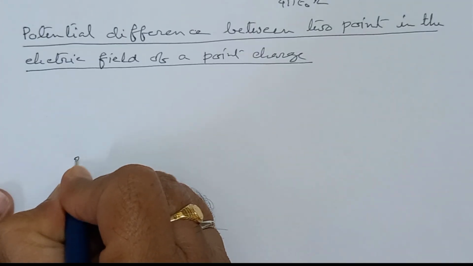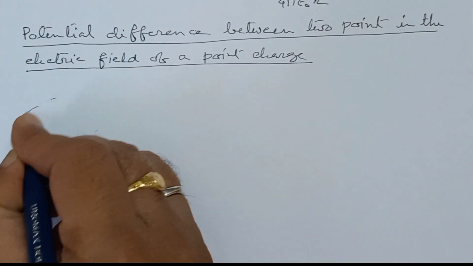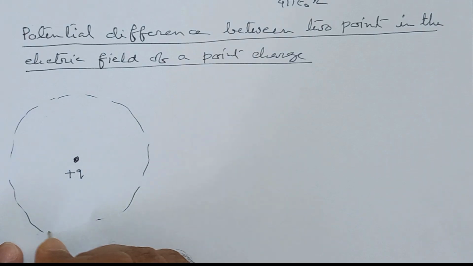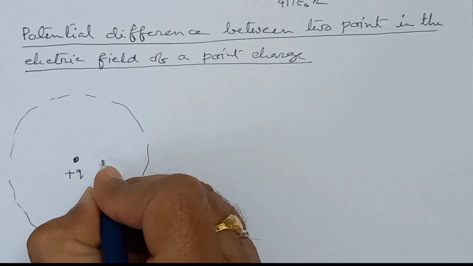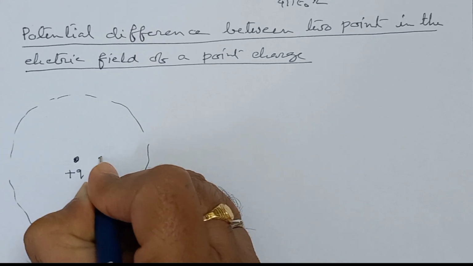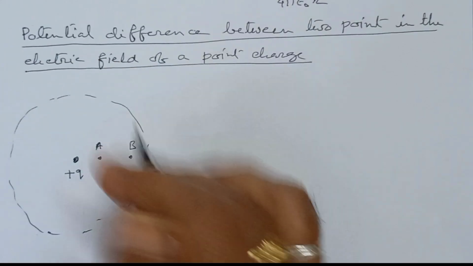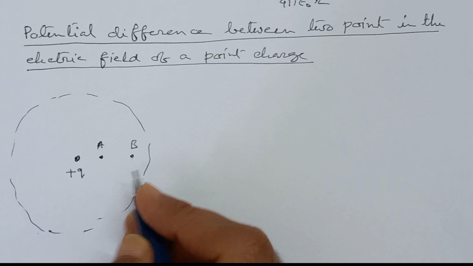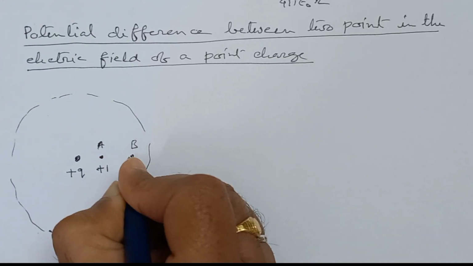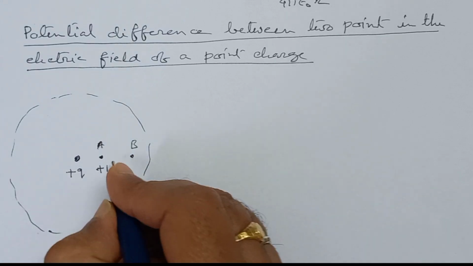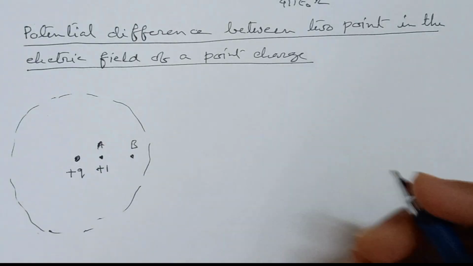Suppose there is the point charge plus q and its electric field is surrounding it, and there are 2 points. Suppose this is point A and this is point B within the electric field. If we want to bring a unit positive charge plus 1 from A to point B, then the potential difference between the 2 points A and B can be calculated in this method.